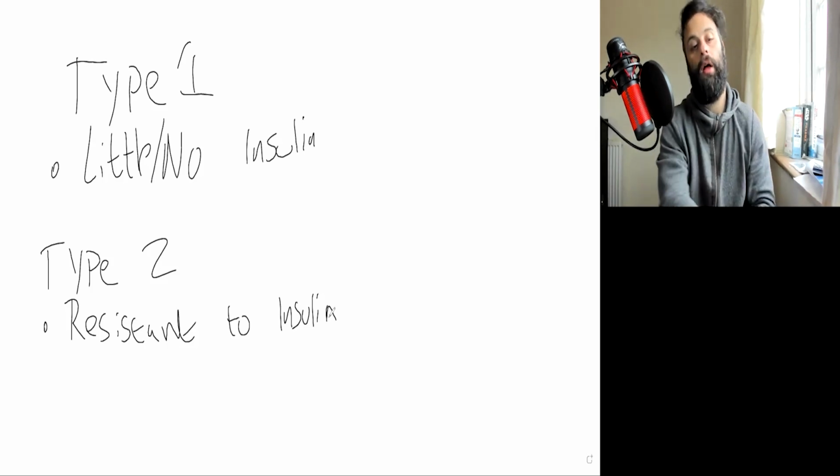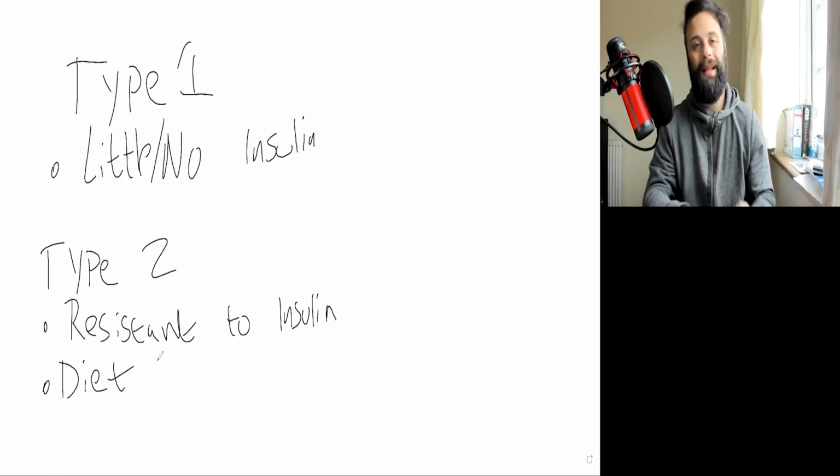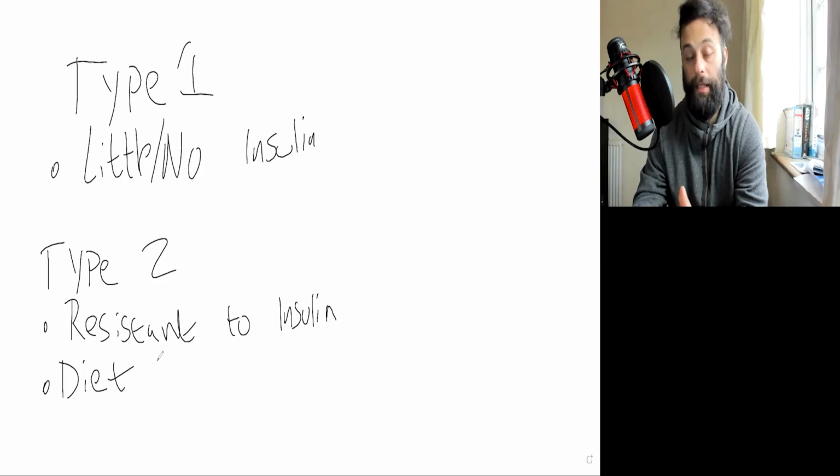Now, type 2 diabetes is more in line with obesity. So it's either by diet or lack of exercise. What needs to be done is basically exercise and injecting insulin.